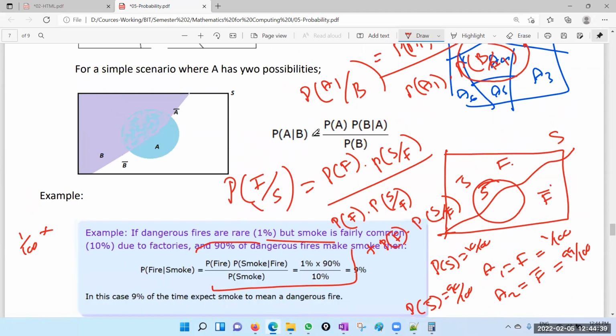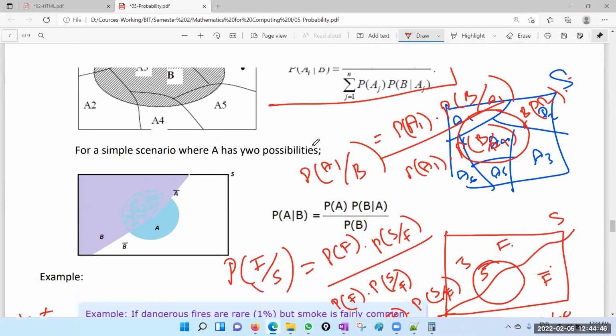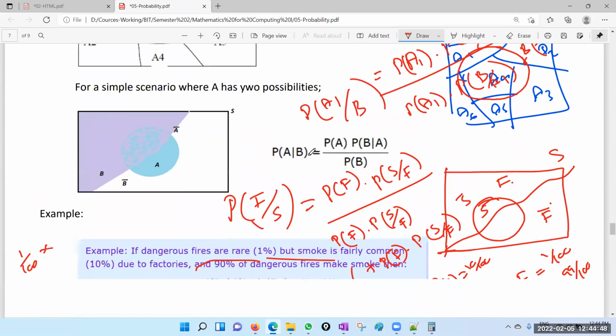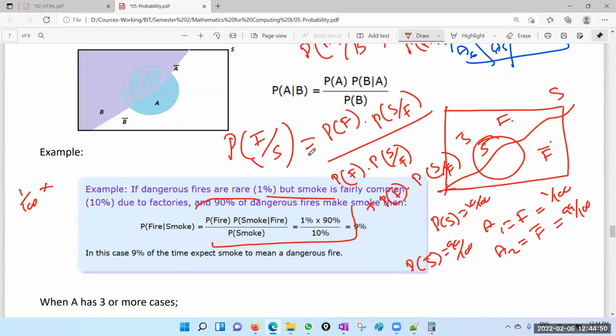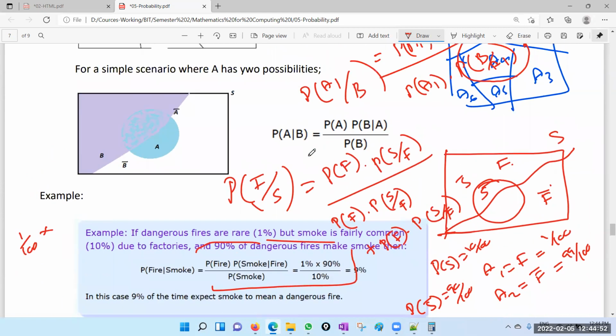Because in the sigma, if it is simplified, the probability of fire is 1%, correct.